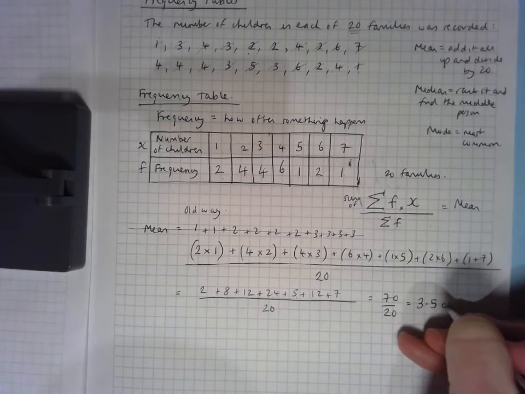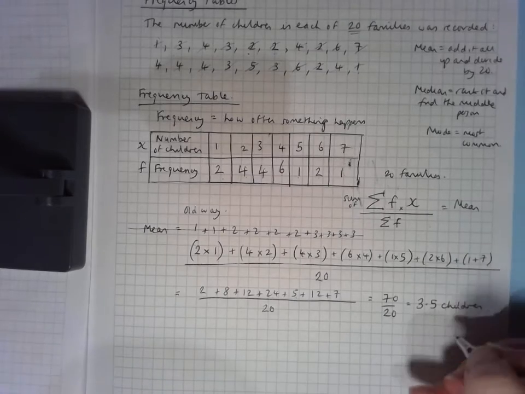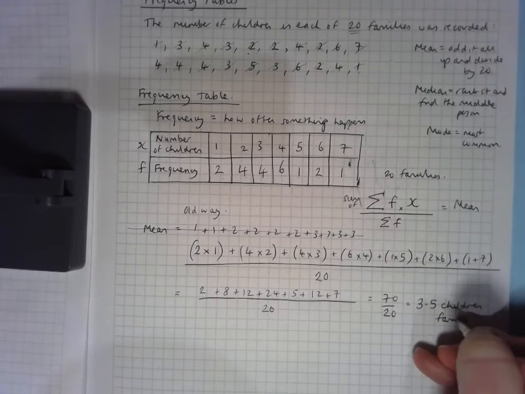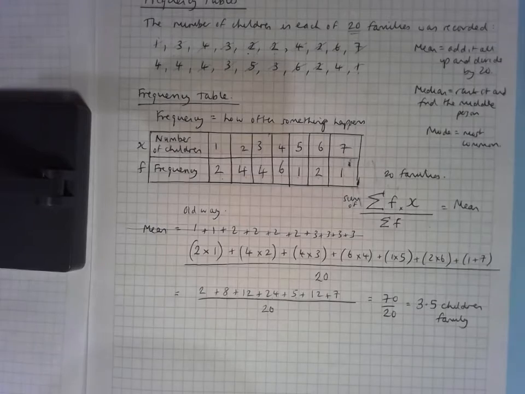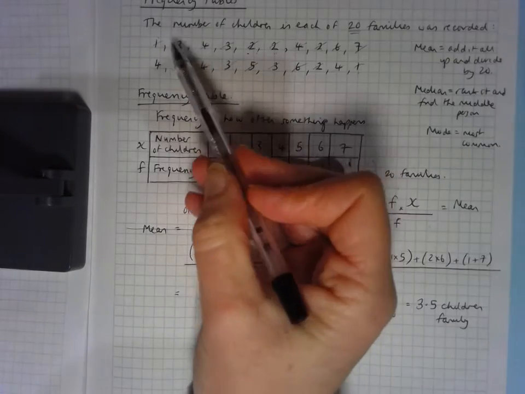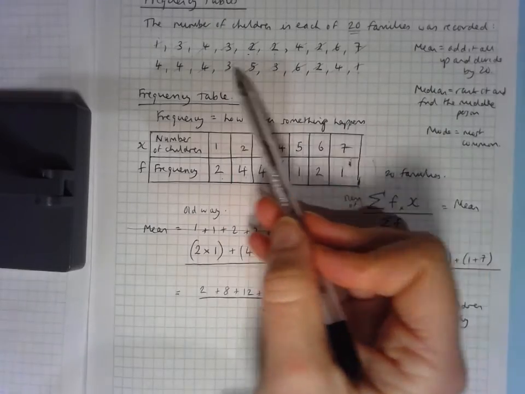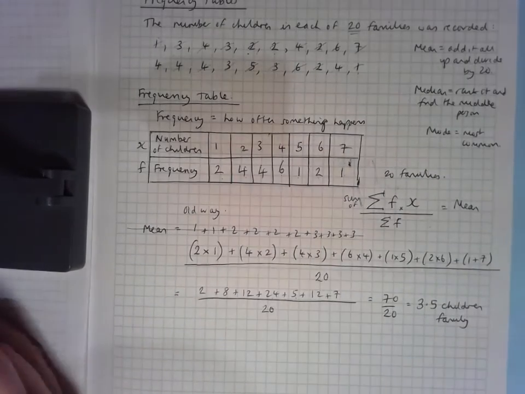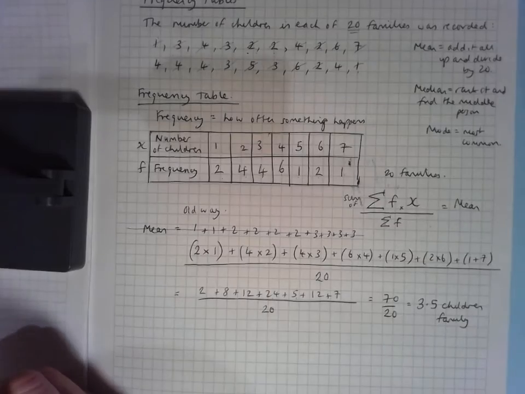Now obviously that doesn't make practical sense. You can't have 3.5 children in a family, but that's all right. It's the mean, it's the average. And I would have got that had I added up all these numbers here and divided by 20. I'm getting the same answer. It's just a different way of doing it. Okay, so that's the mean.